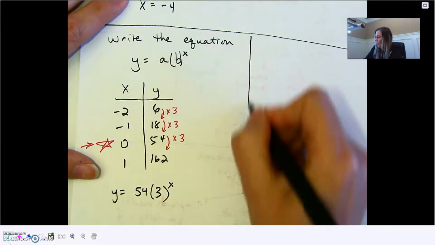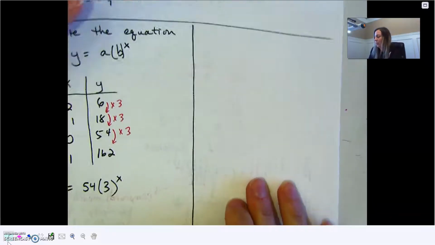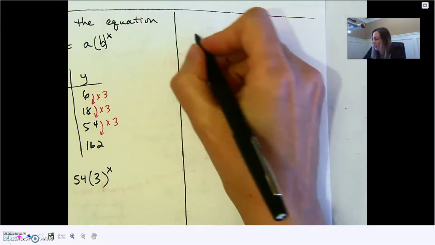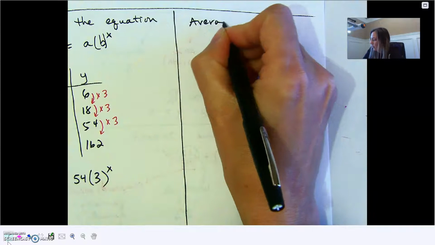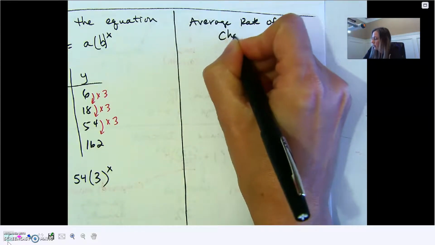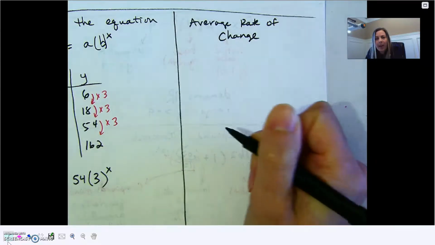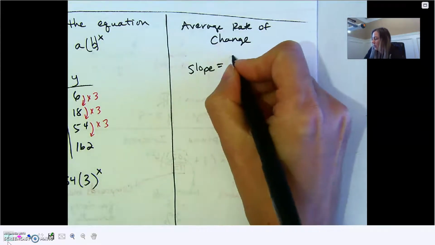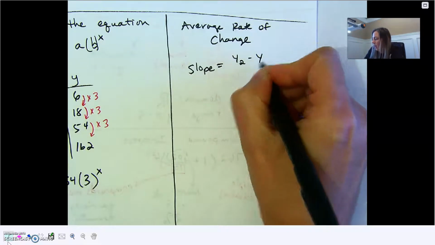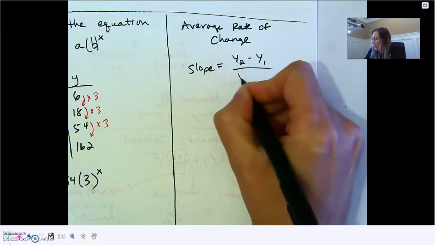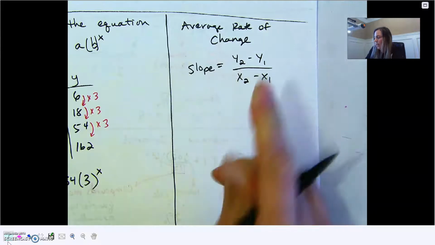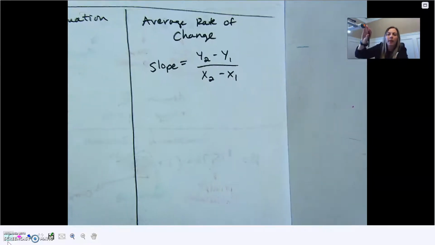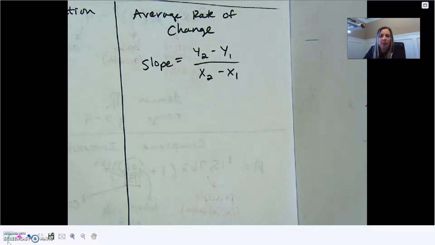All right. One last thing that we have to be able to do is average rate of change. Average rate of change is a very fancy way of saying slope. So the slope formula is y2 minus y1 over x2 minus x1. You could be asked to do this formula on a graph or off of a table.